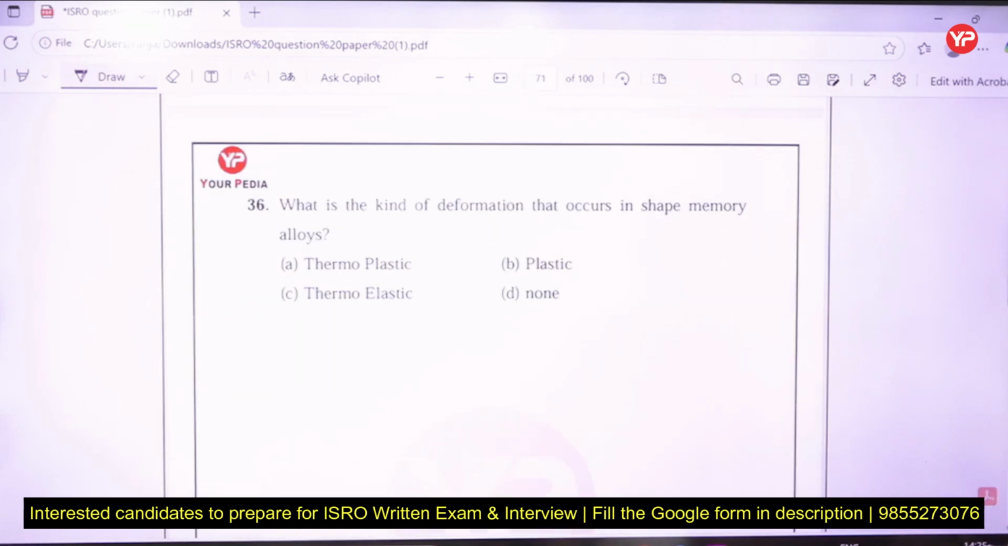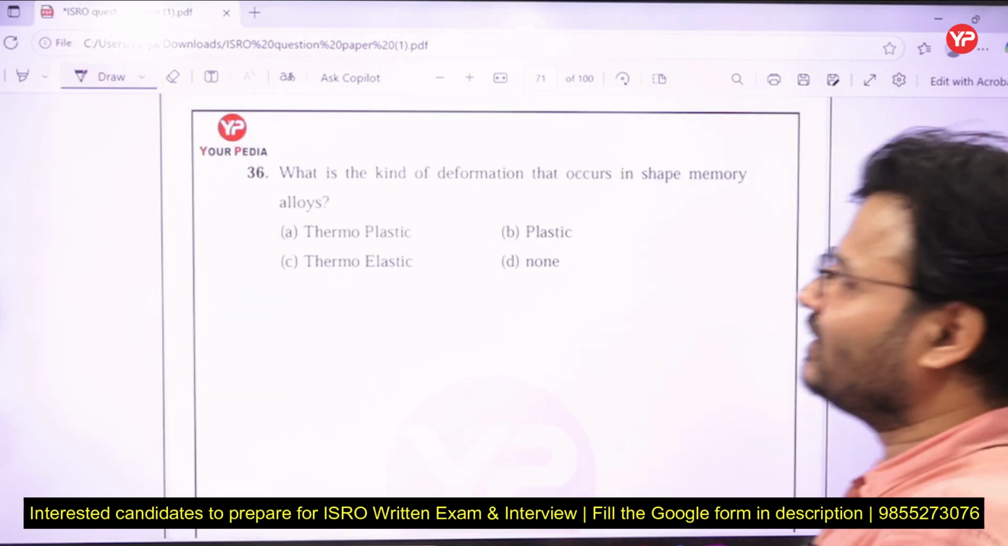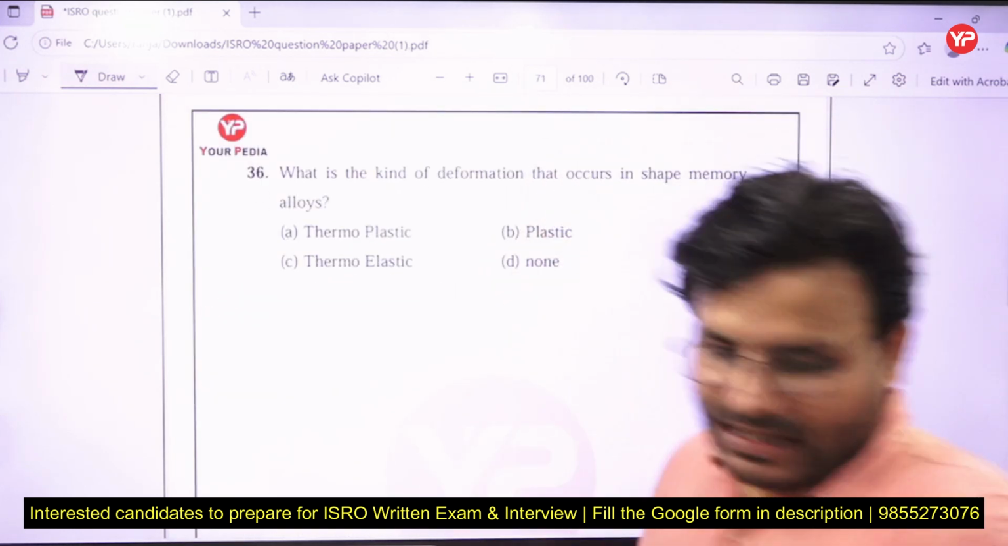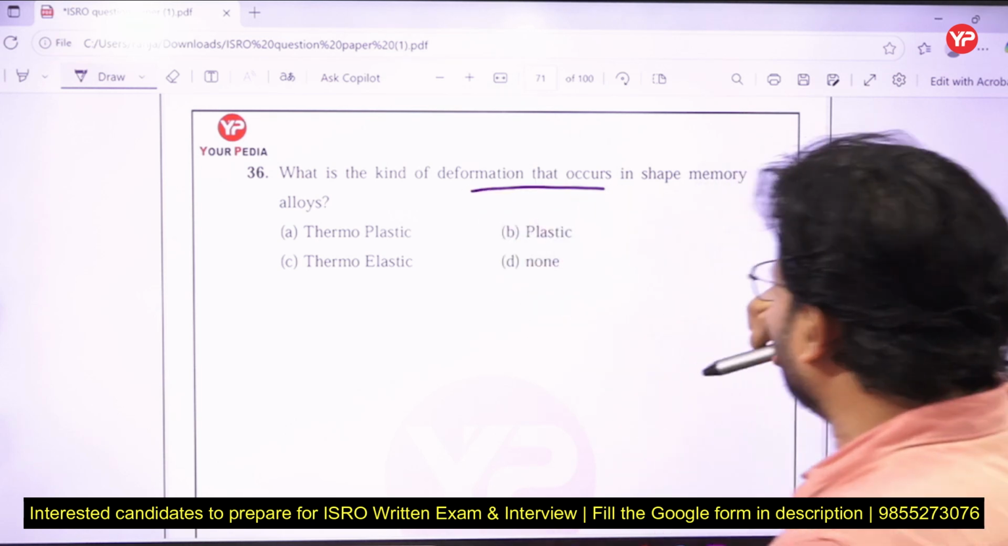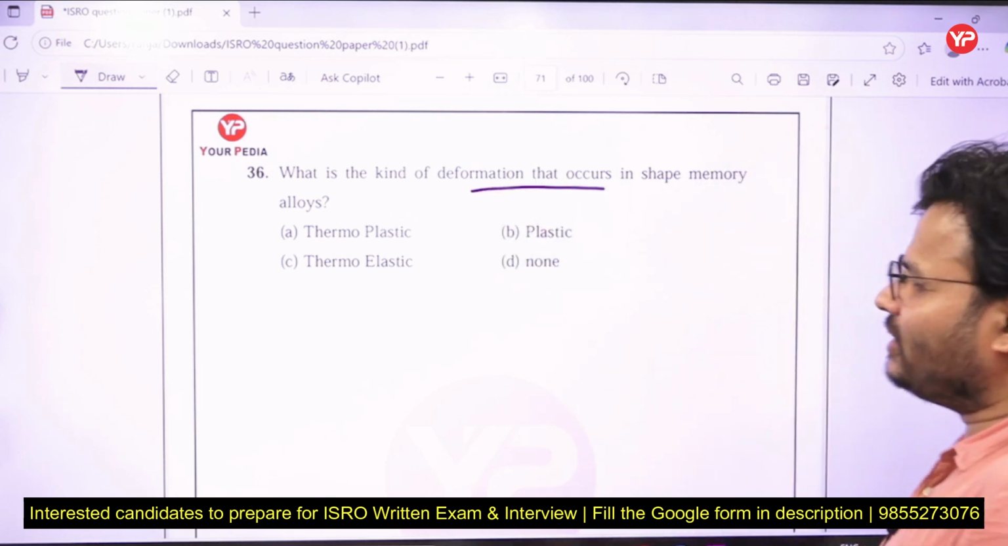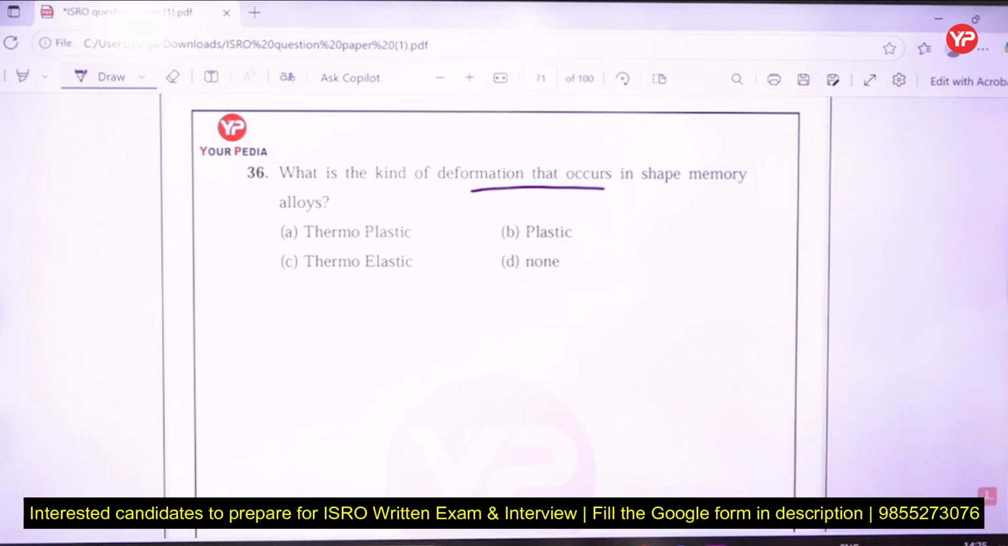That's why I used to say you have to think like a scientist if you want to get selected in, what, my dear friends? ISRO, Indian Space Research Organization. Fine, that is the next question. What kind of deformation occurs in shape memory alloy? So my dear friends, if you talk about shape memory alloy, like nitinol, it undergoes thermoelastic transformation when deformed and reheated.